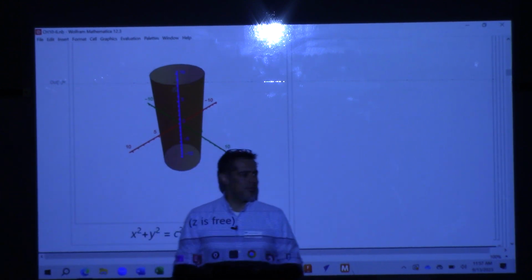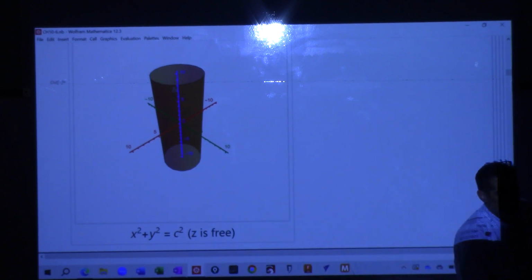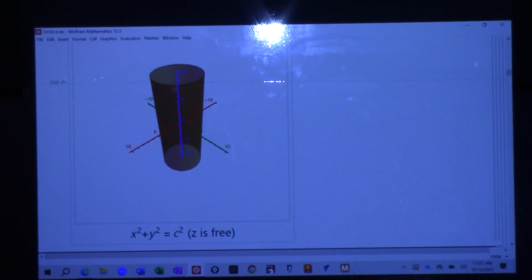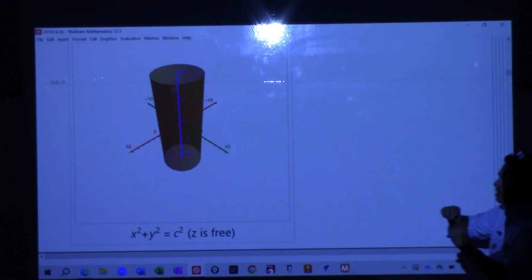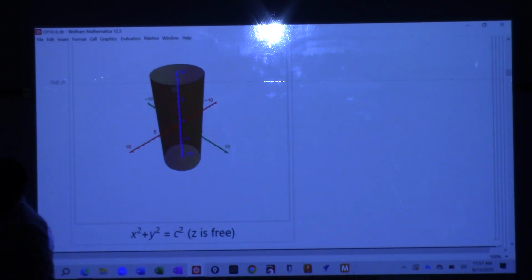X squared plus z squared equals 9? What would that do? How do you mean shift to the y-axis? So what variable is free there? The y, which means you're going to have a cylinder.